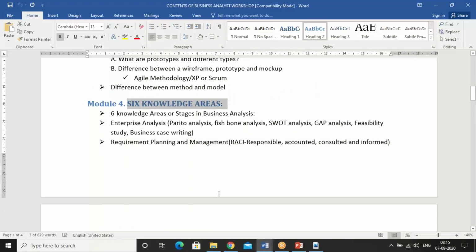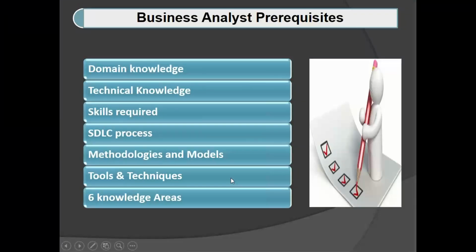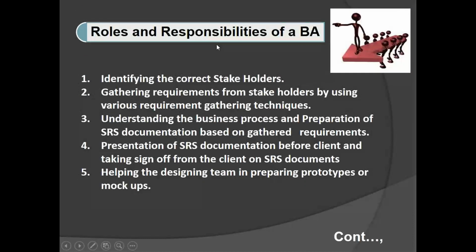Okay. So these are the different prerequisites that are required for a BA to do his job without any problems and without any hurdles. So you should know about all these things. Okay. Then next we will see the roles and responsibilities of a BA. This is very important. Your entire career depends upon these roles and responsibilities.